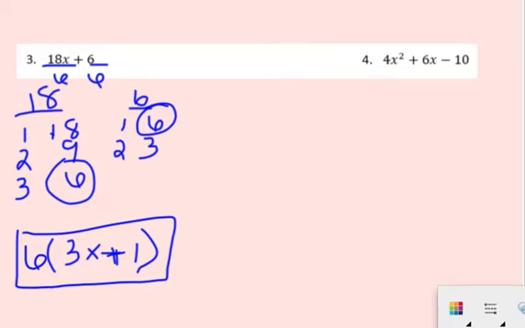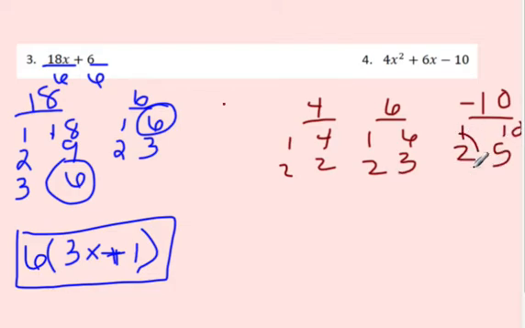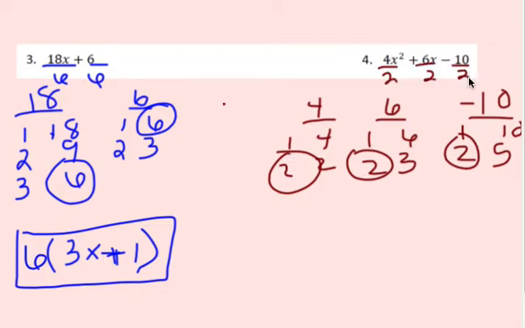Now, let's take a look at number 4. So for number 4, we want to figure out what multiplies to 4, 6, and negative 10. So for 4, we have 1 and 4, 2 and 2. For 6, we have 1 and 6, 2 and 3. For 10, we have 1 and 10, 2 and 5. So the biggest number that divides each term, remember, it needs to divide each and every one of them, is 2. So then we divide each of those by 2.